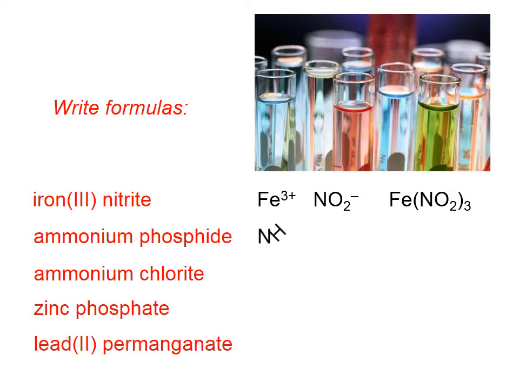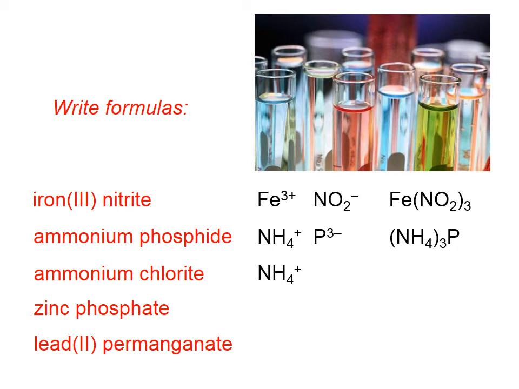Ammonium phosphide. The ammonium ion, we're supposed to have that one memorized. Phosphide, from the periodic table, we can look up phosphorus. It's element number 15. It would tend to gain 3 electrons, which means it has a 3 minus charge. Here we're going to need 3 ammoniums to match up with our 1 phosphide ion. How about ammonium chlorite? Well, there's our ammonium ion again.